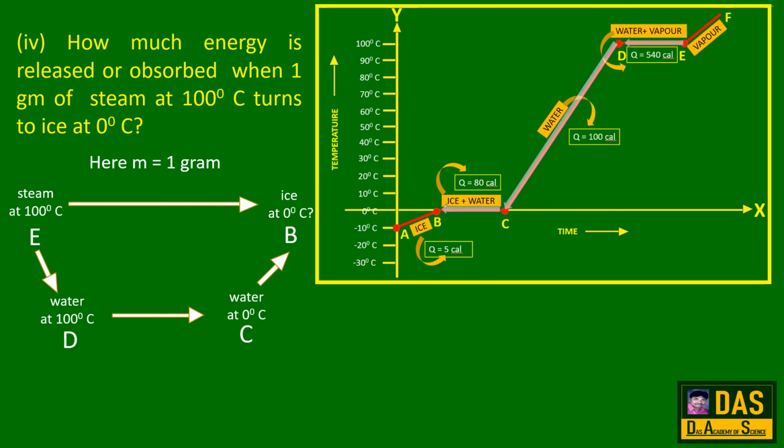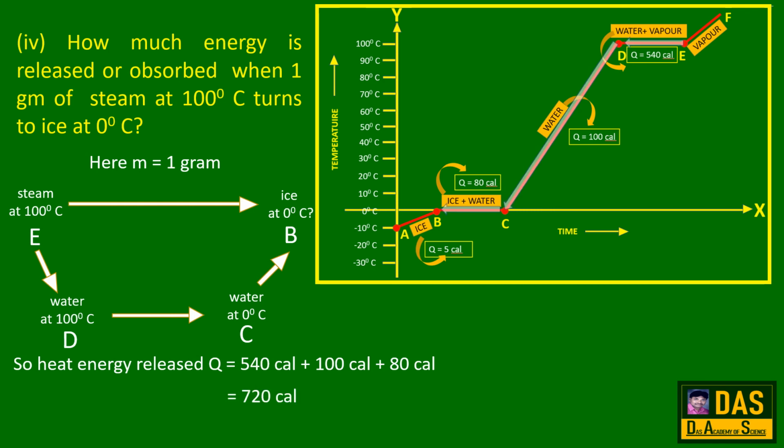So by all these conversions we already discussed in the previous slide, between E and D heat energy released is 540 calories, and between D and C heat energy released is 100 calories, and between C to B heat energy released is 80 calories. So total heat energy released is 540 calories plus 100 calories plus 80 calories, that is 720 calories.